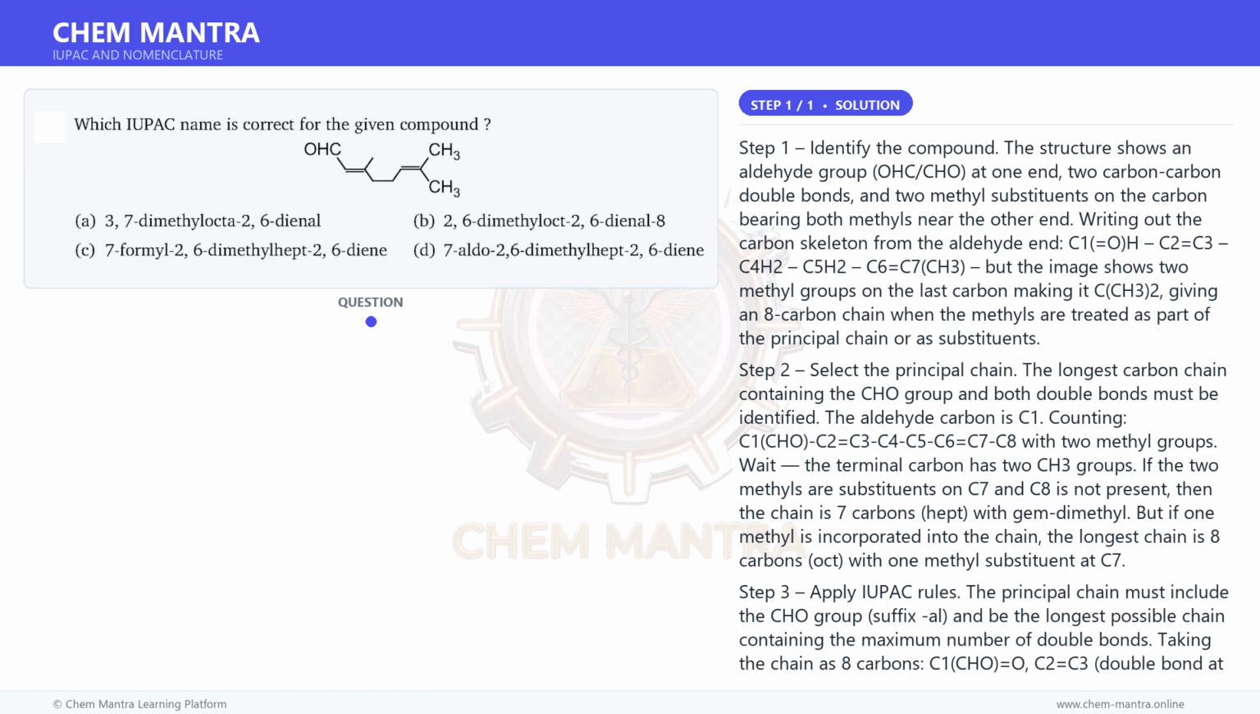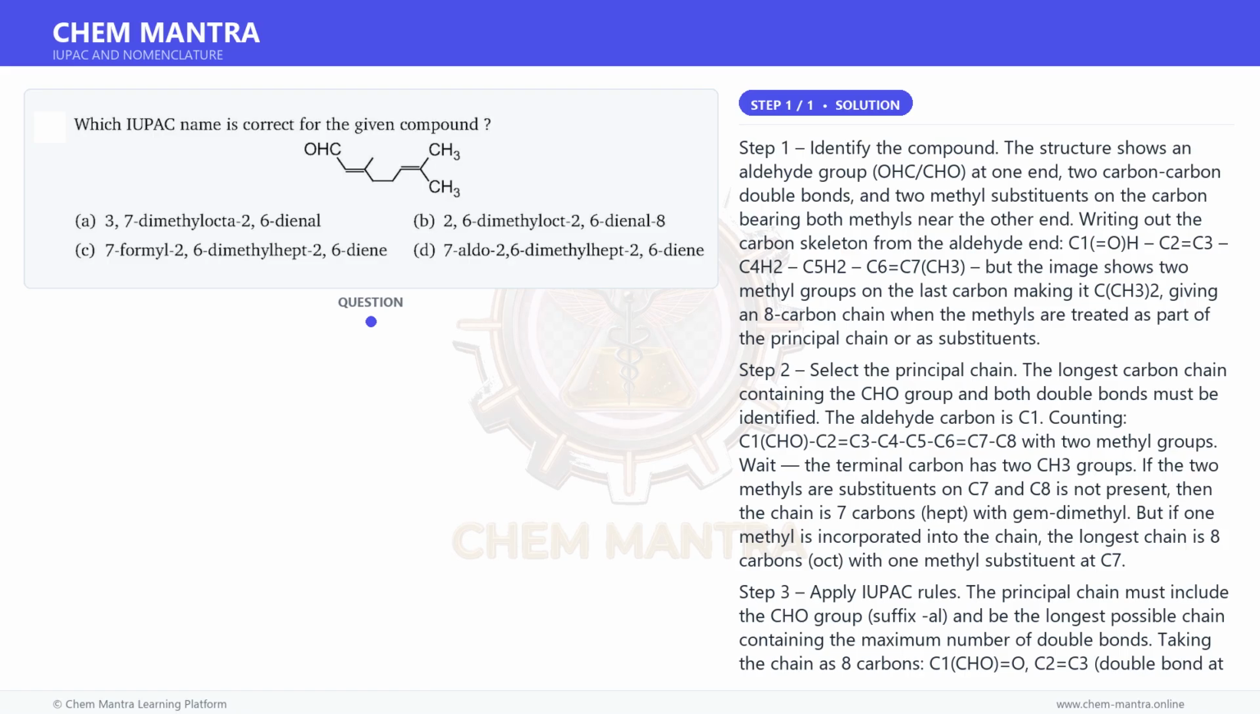Step 2. Select the principal chain. The longest carbon chain containing the CHO group and both double bonds must be identified. The aldehyde carbon is C1. Counting C1, CHO, C2 is equal to C3, C4, C5, C6 is equal to C7, C8 with 2 methyl groups. Where the terminal carbon has two CH3 groups.